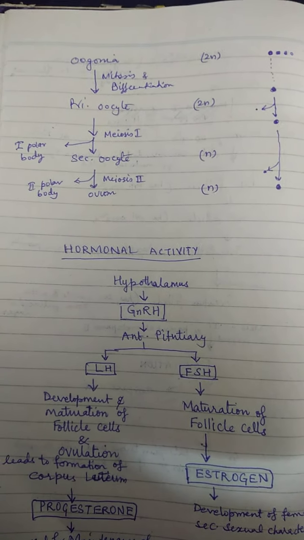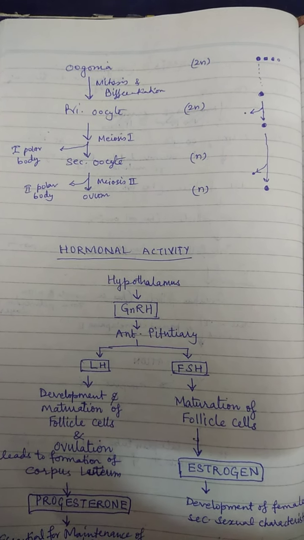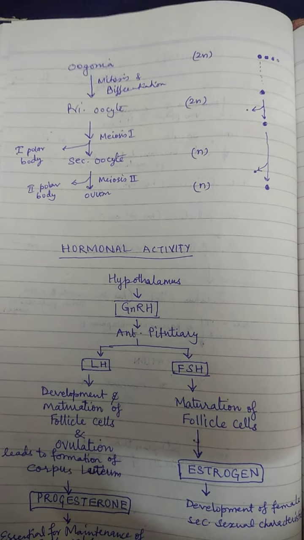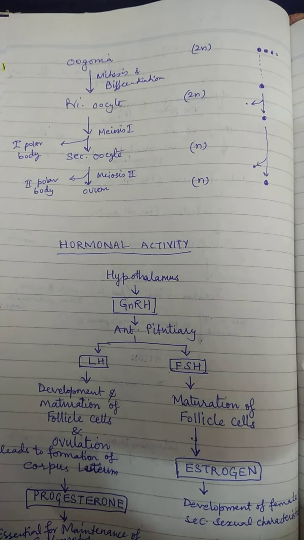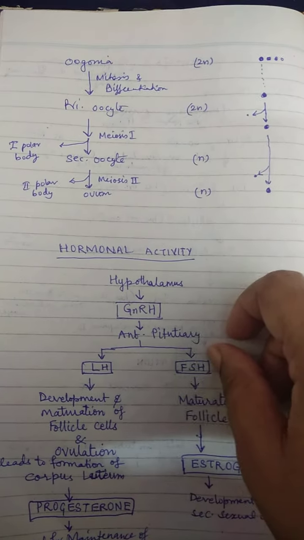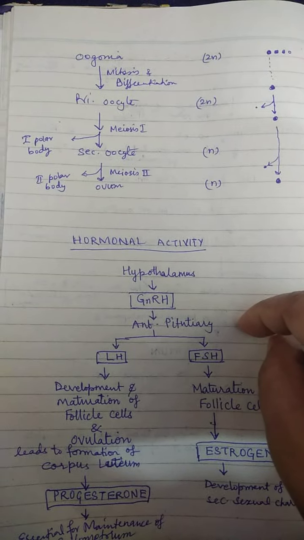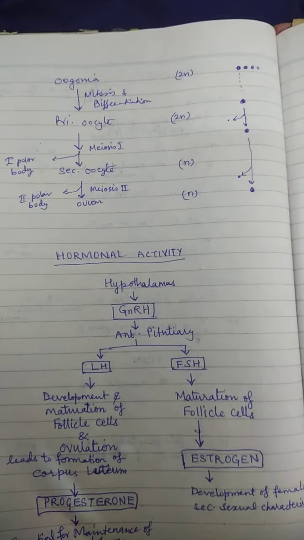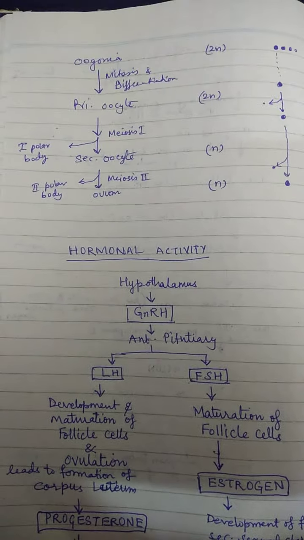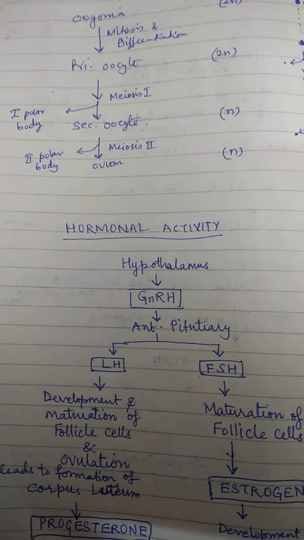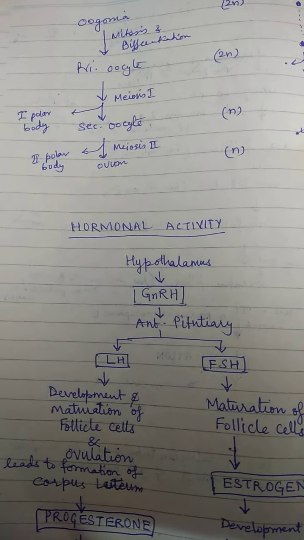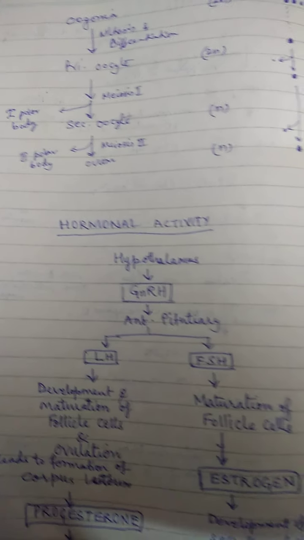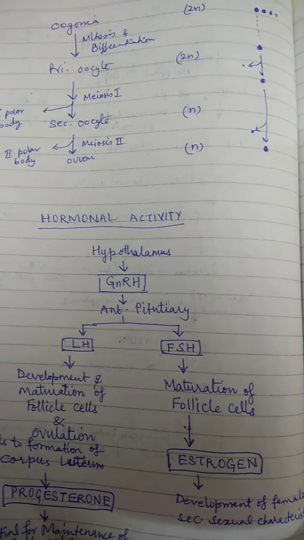See, in short, oogonia in diploid condition undergo differentiation into primary oocyte, which is also diploid. Primary oocyte undergoes meiosis 1 to produce the first polar body and the secondary oocyte. At this stage, it is haploid. Secondary oocyte undergoes second meiosis, produces ovum and the second polar body. Right? Now see the hormonal changes.